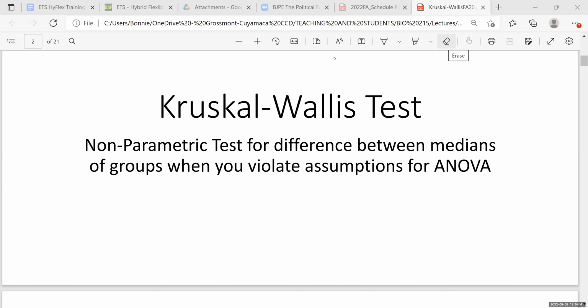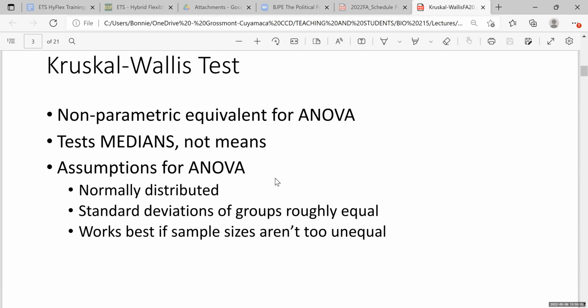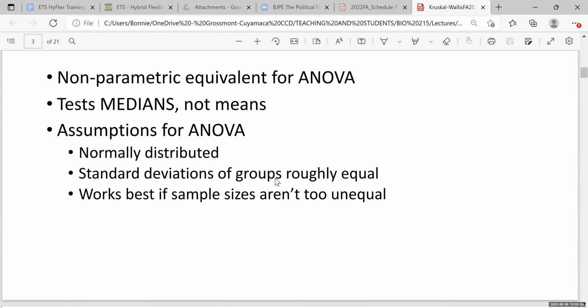However, we violate the assumptions for ANOVA, or we're interested for some reason in looking at a difference in medians in the first place. All right, so this is an experimental design. It's the same as we would use for ANOVA, but we violate the ANOVA assumptions. It's going to be a little different because, like the rank sum test, it's going to be a test on medians, not on means. And we're going to write the null hypothesis to reflect that.